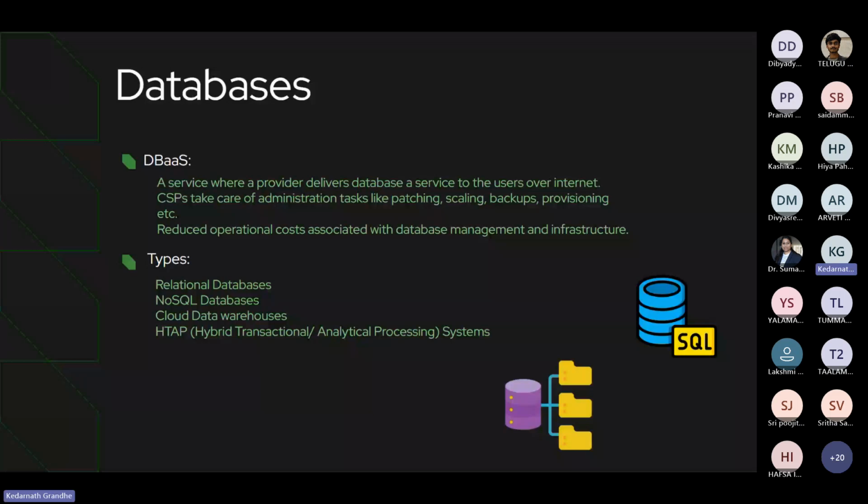So there are different types of databases. As I said, it can be relational database, NoSQL database, data warehouses, and HTAP systems as well. So relational database is basically structured data stored in tables with predefined relationships like foreign keys, all that. And examples are PostgreSQL, MySQL. NoSQL databases are for unstructured or semi-structured data. MongoDB is one of the popular NoSQL databases.